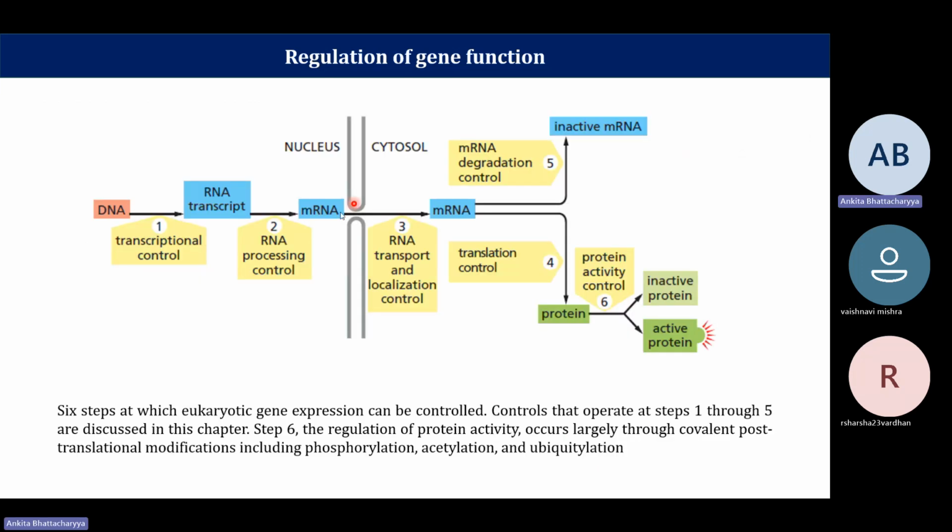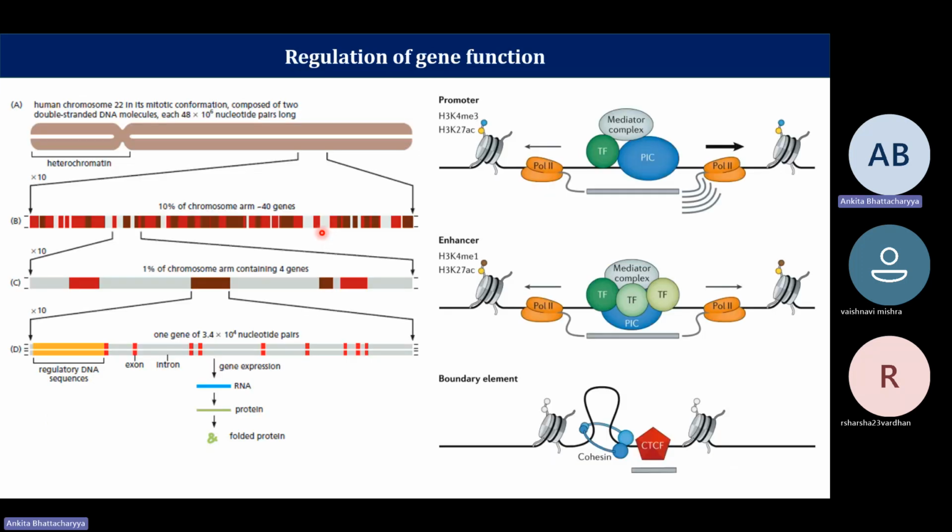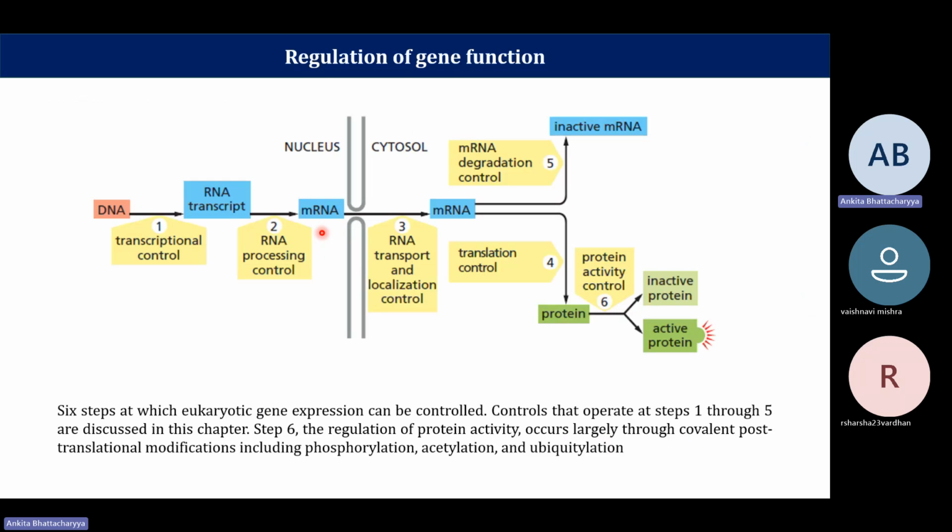So that was the organization of the genome. And sorry, can we just go to the previous slide? Yeah, that was the organization of the genome, the structure, the different elements that control it, and the different assemblies that can get affected by the proteins which are bound to the promoter, enhancer, or at the boundary element to delineate different parts of a gene.